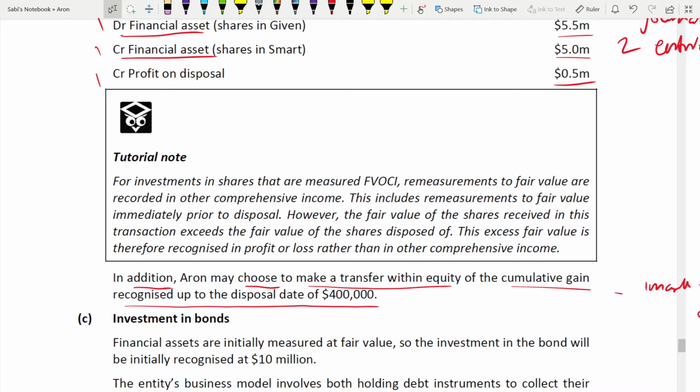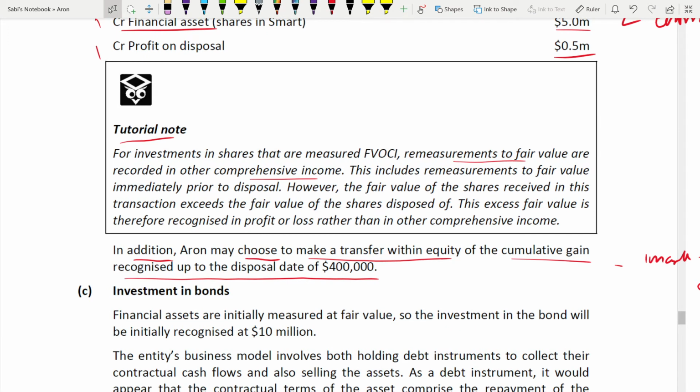Here they have told in the tutorial note, if it is measured at other comprehensive income, remeasurements to fair value will go there before the disposal. However, the fair value that you have received is the fair value of the share that you have disposed of. That's why the excess goes to profit and loss.